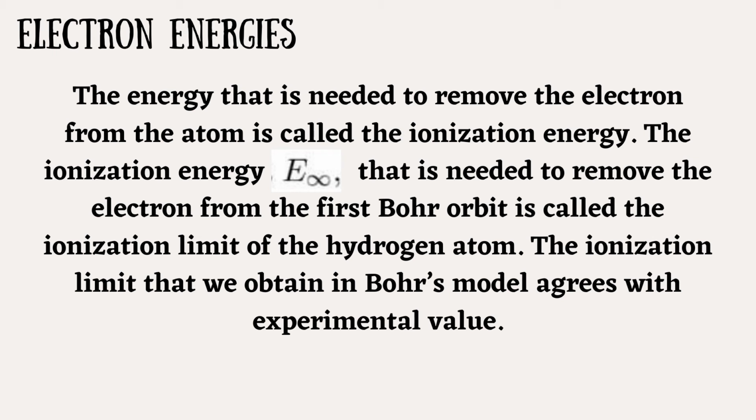The energy that is needed to remove the electron from the atom is called the ionization energy. The ionization energy, E sub infinity, that is needed to remove the electron from the first Bohr orbit is called the ionization limit of the hydrogen atom. The ionization limit that we obtain in Bohr's model agrees with the experimental value.